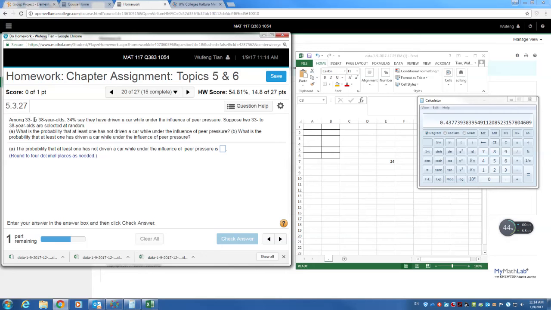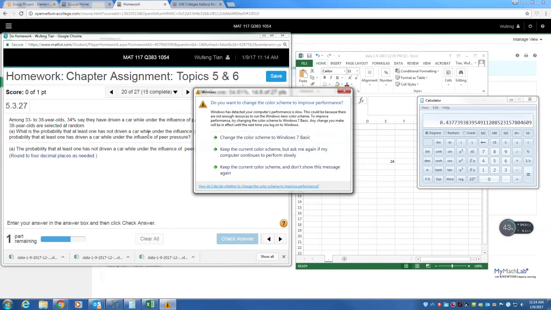Among 33 to 38 years old, 34% say they have driven a car while under the influence of peer pressure. Suppose 33 to 38 are selected at random. What is the probability that at least one has not driven a car under the influence of peer pressure? At least one means 1 minus; you can use the opposite event.